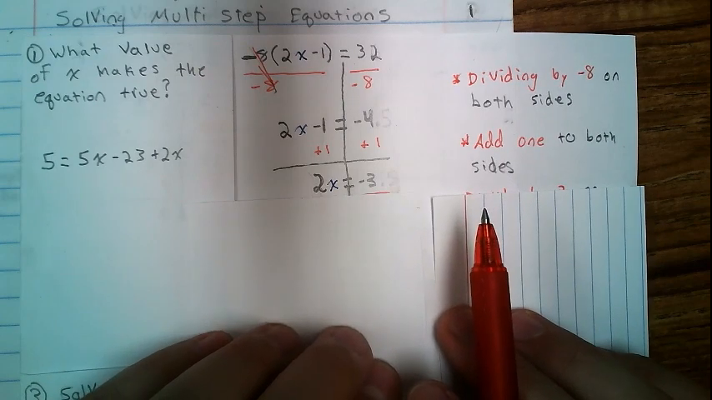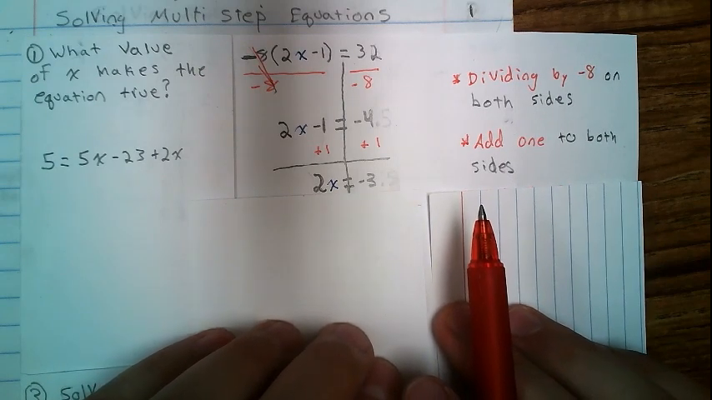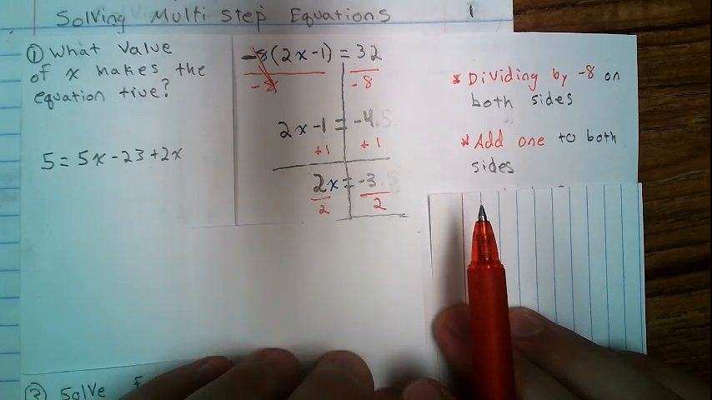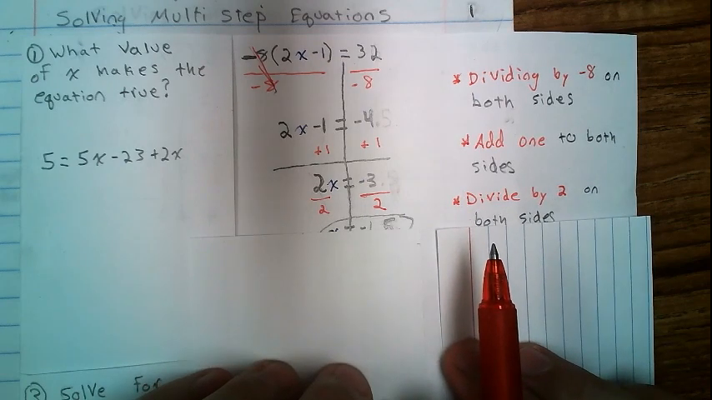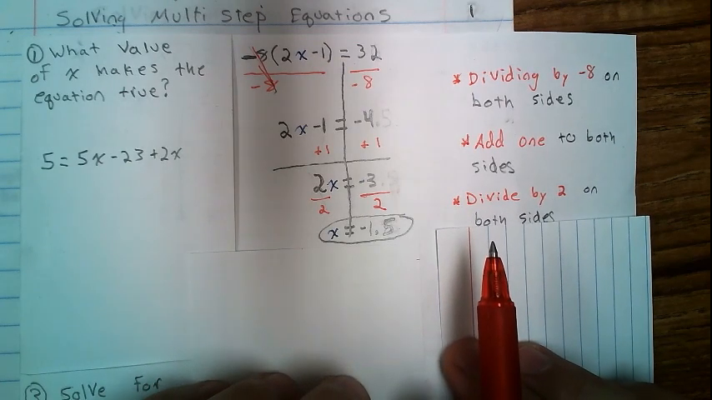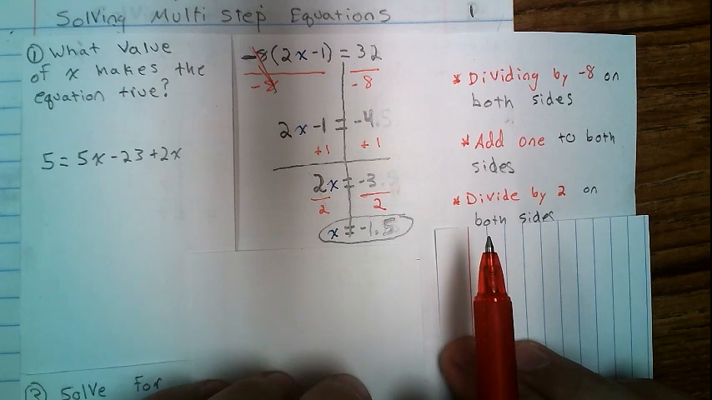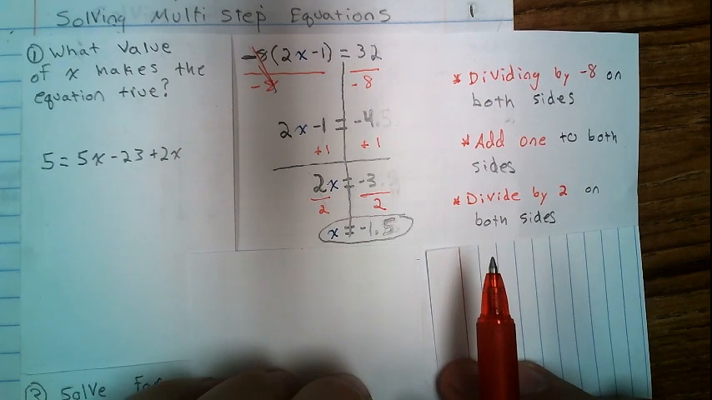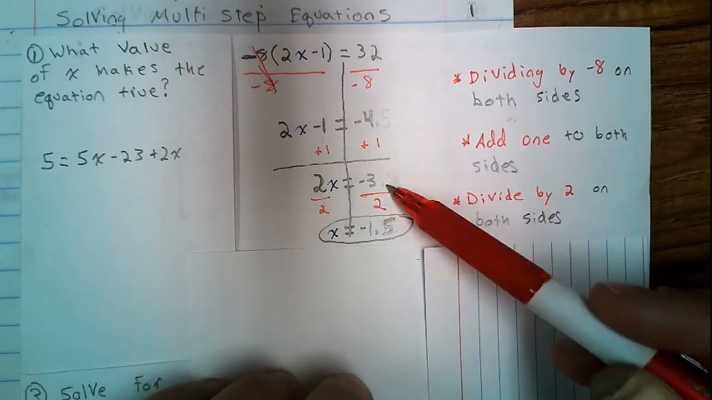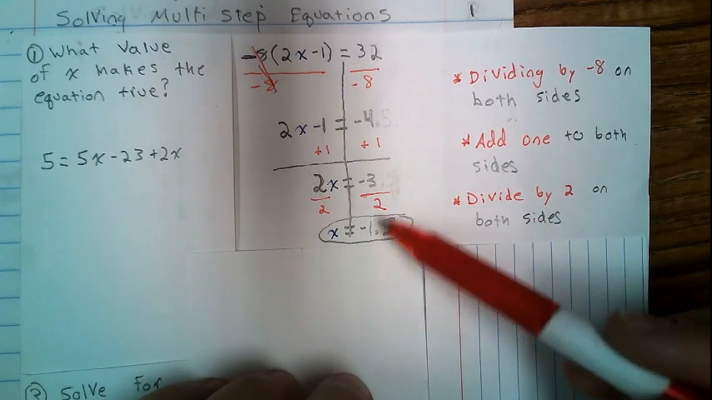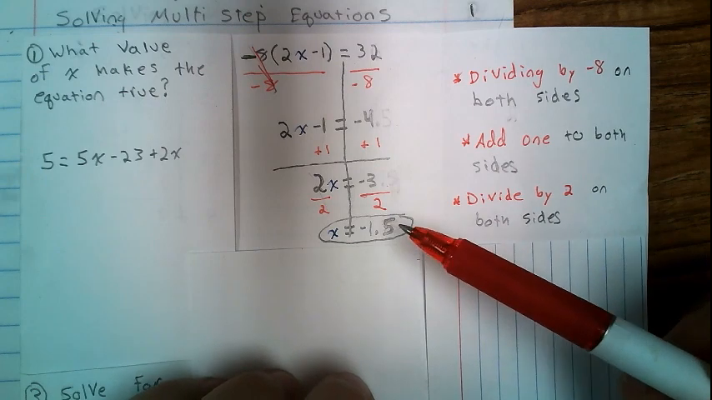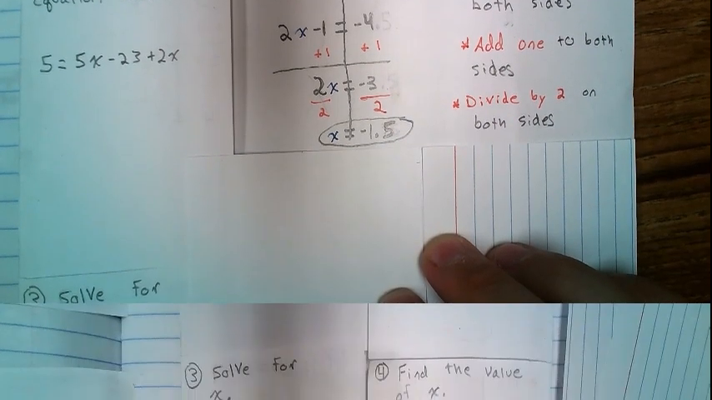Now I need to get x alone being multiplied by 2. The opposite of multiplying by 2 is dividing by 2. So divide both sides by 2. And you get x equals negative 1.5. You could also leave it as negative 3/2. I actually prefer improper fractions, but it all really depends on what you're doing. So we're just solving equations. It's okay to say negative 1.5. And that's it for example 2.